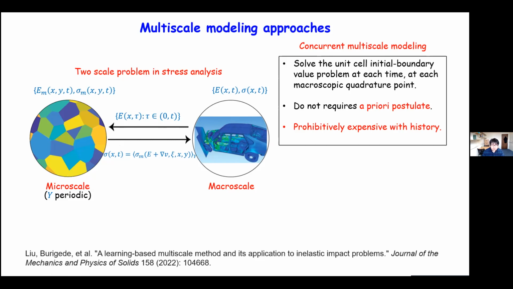And normally, in most cases, we won't even be able to fit this into our computer memory. But of course, the benefit of this is that we do not need an a priori postulate on the functional form of that. We just solve this microscale problem and just pass the spatial average stress into the microscale problem.